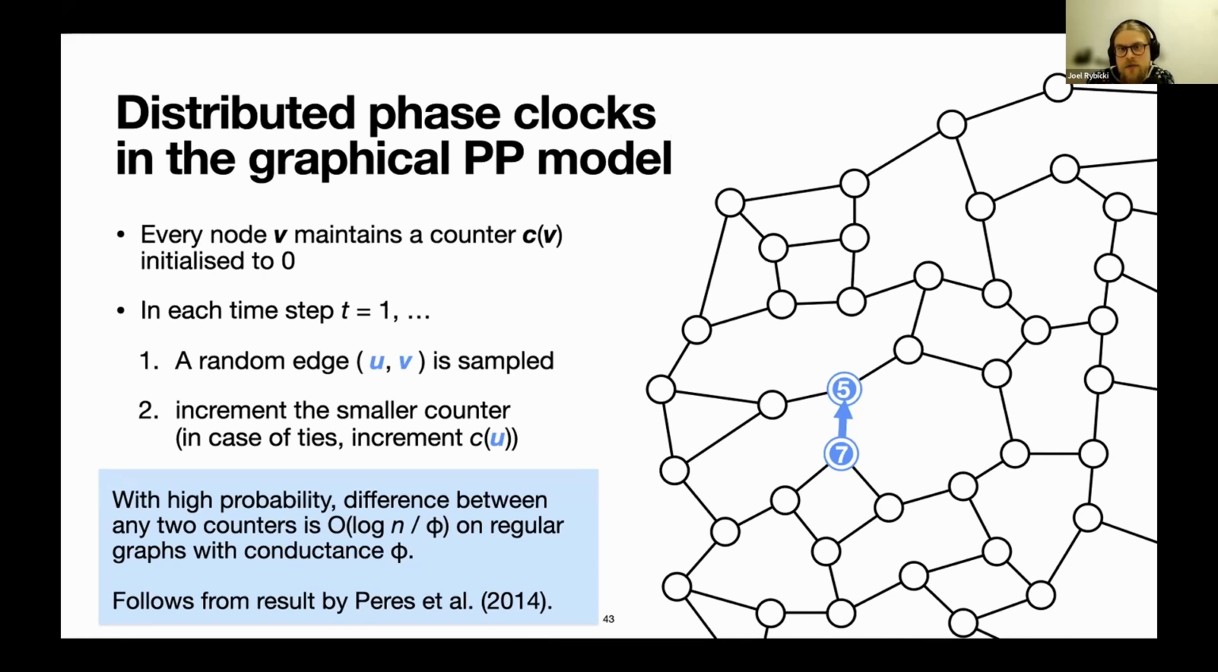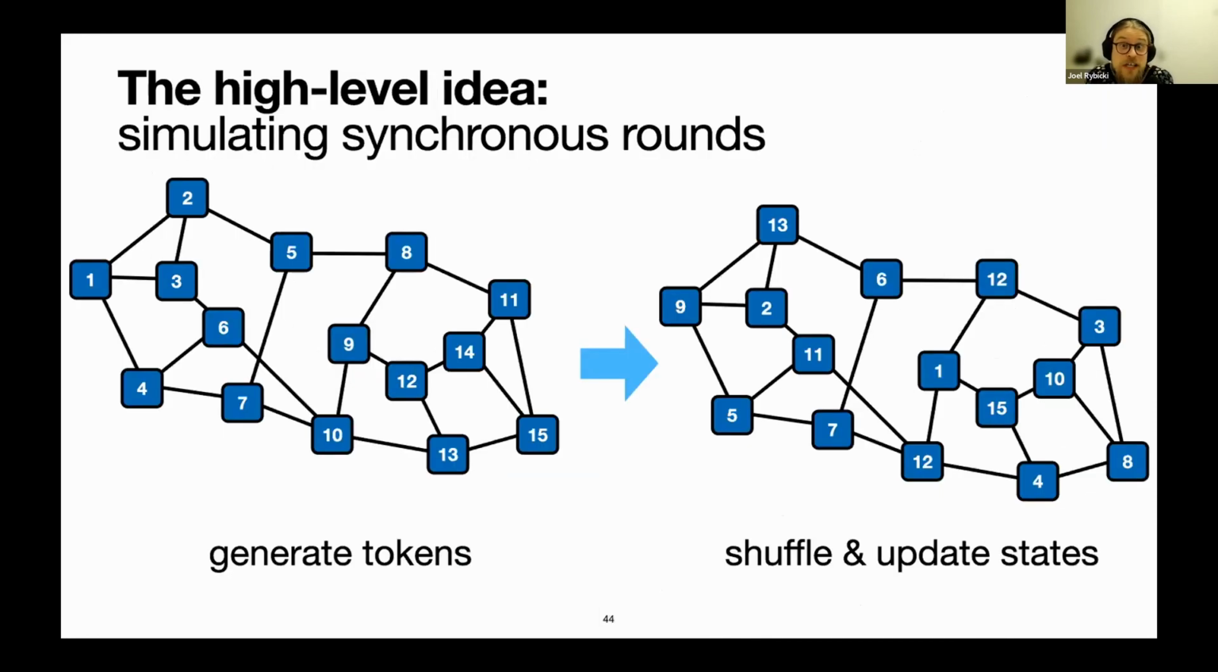Now, this corresponds to a graphical load balancing process analyzed by Peres and others. And from their result, it follows that the maximum difference of any two counters remains bounded by log n over phi on regular graphs of conductance phi. So this actually gives us a very simple and nicely behaving phase clock in the case of regular graphs. And these are basically the two key ideas used in our simulation framework to shuffle the tokens and synchronize the nodes. And with these ideas, we can actually simulate protocols that are designed for the synchronous k-token shuffling model and run them in the asynchronous population protocol model on graphs.